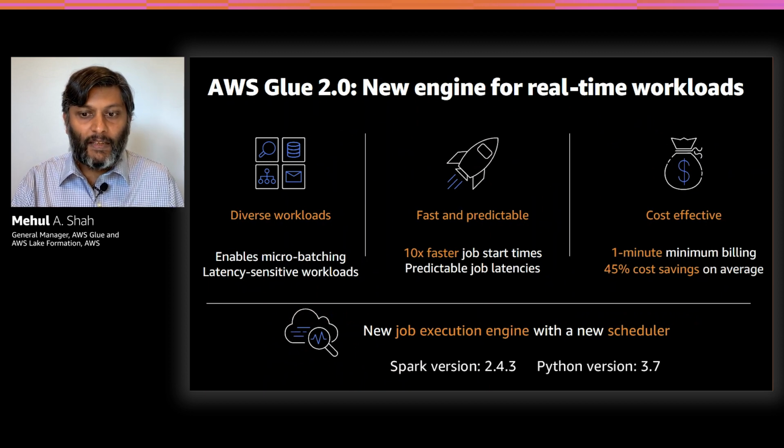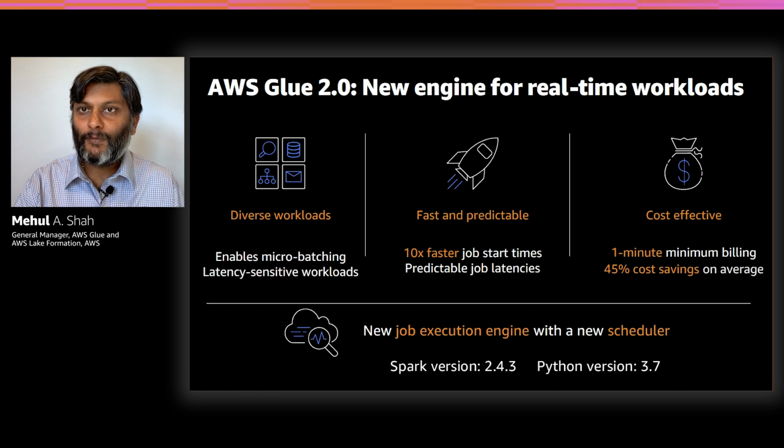Okay. What's better? Well, almost everything is better about this engine. It starts up 10x faster, is much more predictable, and it's more cost effective. We've dropped the minimum billing duration to 1 minute from 10 minutes. And for customers that have moved over to Glue 2.0, they see an average of 45% cost savings. So now they can actually run their latency sensitive workloads at a much cheaper rate. We've built a brand new job execution engine underneath the covers to make this all work, and I'm going to tell you about that.